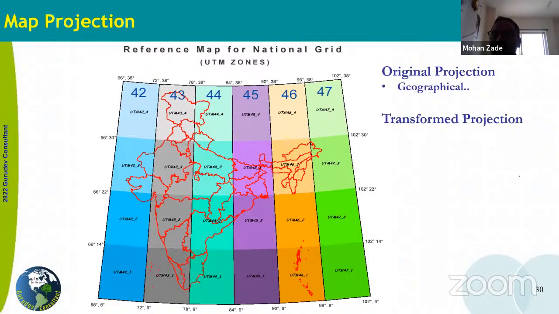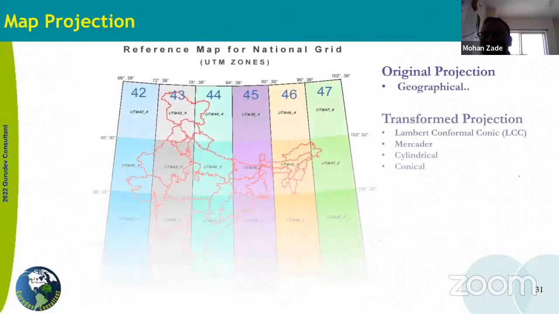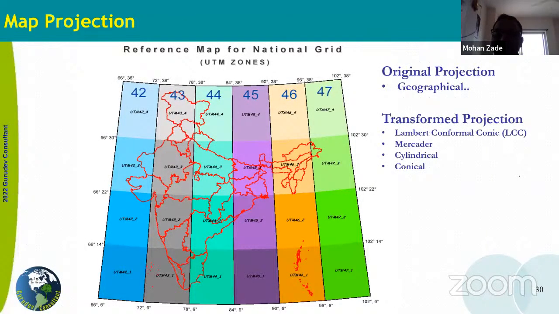So the original projection is geographical, and then it is transformed into Lambert conformal or Mercators or cylindricals or conicals. So these are the number of map projections available. You can use those map projections in the software.